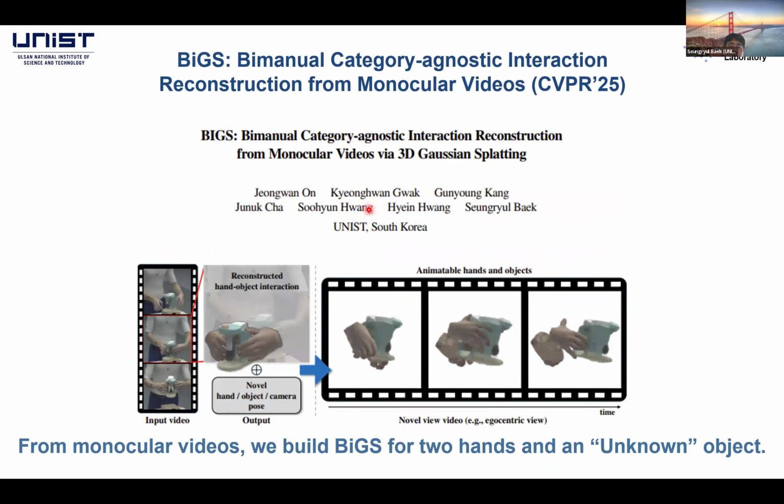Another work was done by Jungwan. Some of our lab members are working on 3D Gaussian splatting, and this work does 3D Gaussian splatting from monocular hand-object interaction videos. From the hand-object interaction video, we build a 3D Gaussian splatting model for two hands and one object. After building it, we can re-render them into a different viewpoint, a different pose, or a different object. That's what this paper wants to achieve.